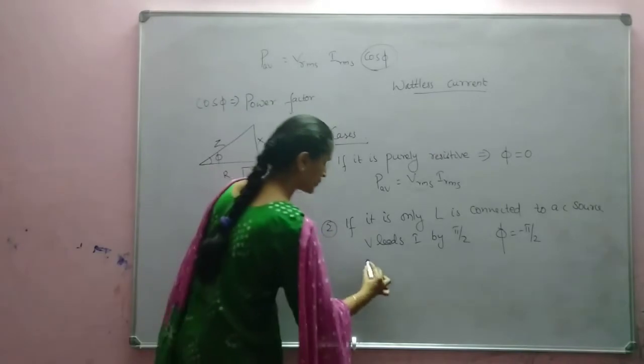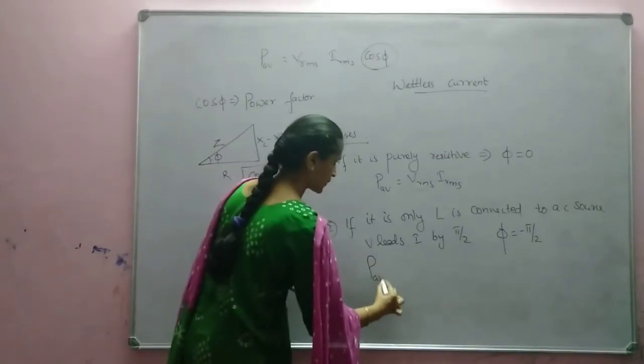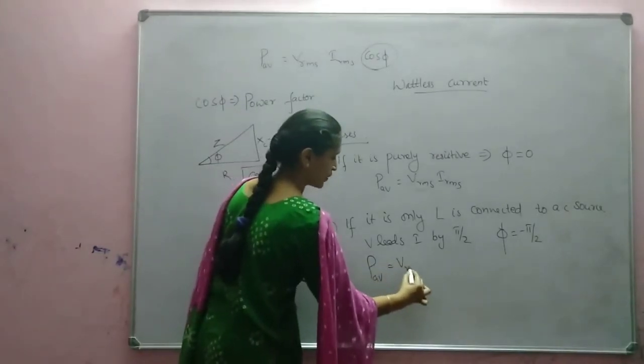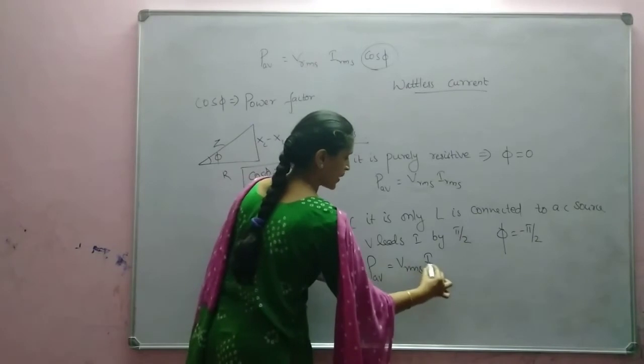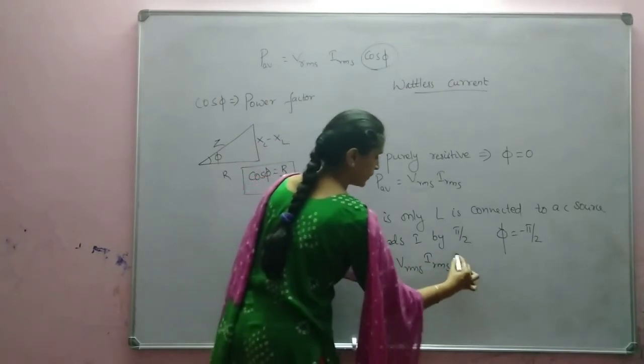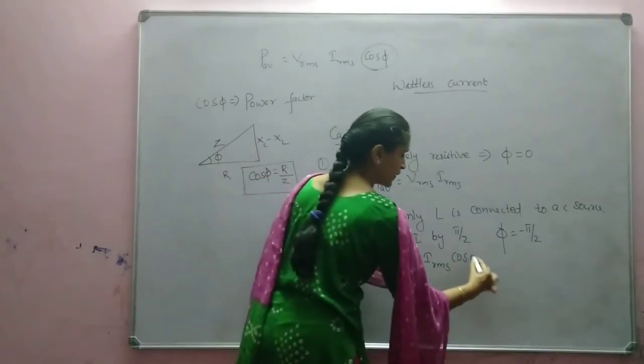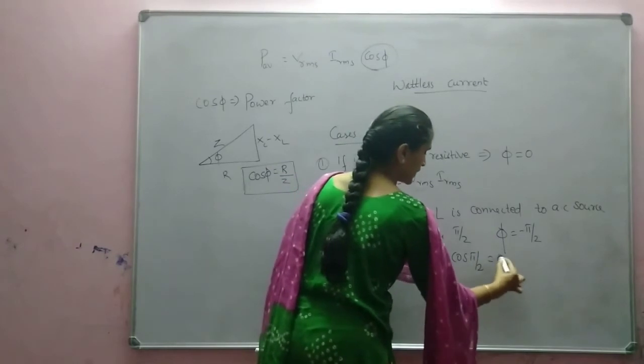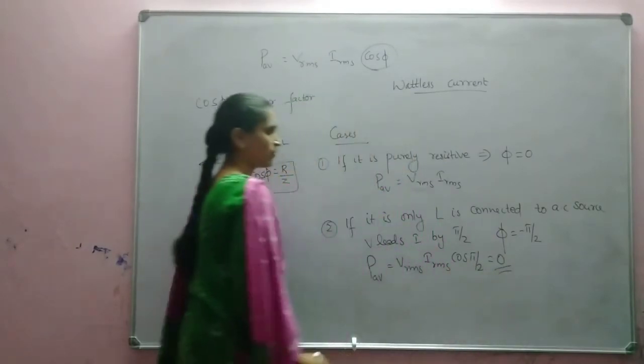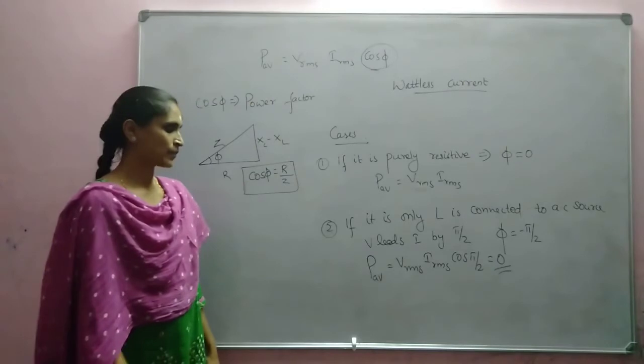So in that case, what will be the average power? Average power is equal to Vrms into Irms into cos pi by 2. What is the value of cos pi by 2? Cos pi by 2, that is cos 90 degree, is 0. So average power is 0.